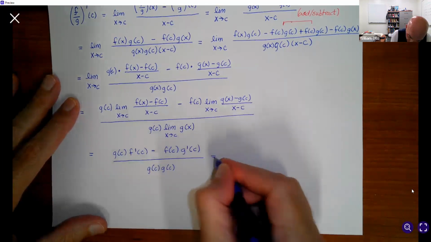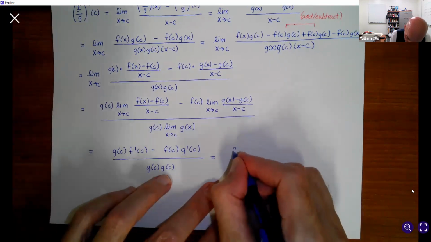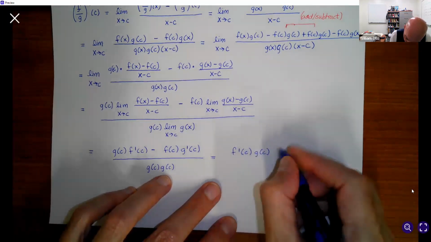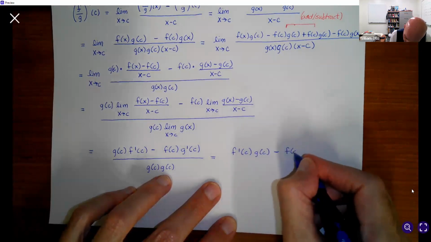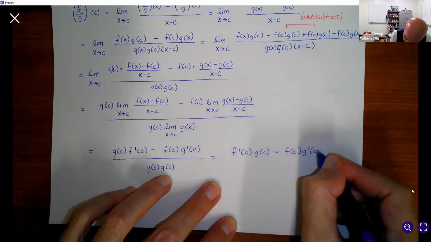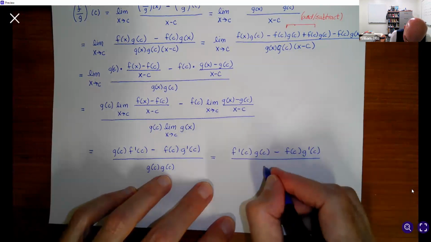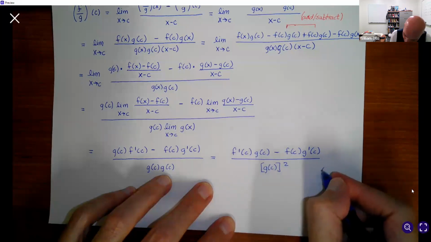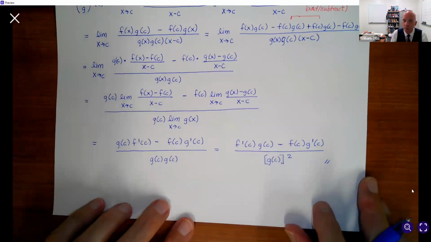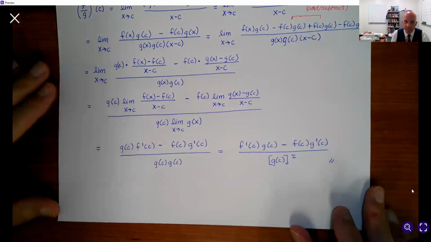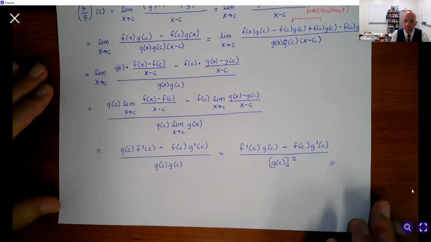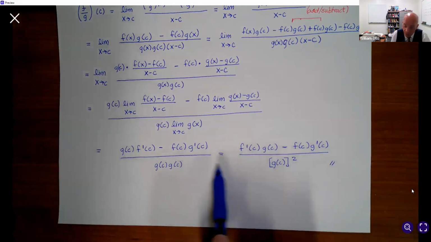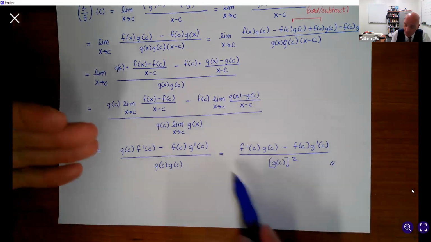And now I'll just write things in the right order, or the order that I had before. f prime of c times g of c minus f of c times g prime of c divided by the square of g of c. And that's exactly what we wanted to show. So now, of course, the idea of using the definition of derivative, the alternate definition, gives us a very nice formula.